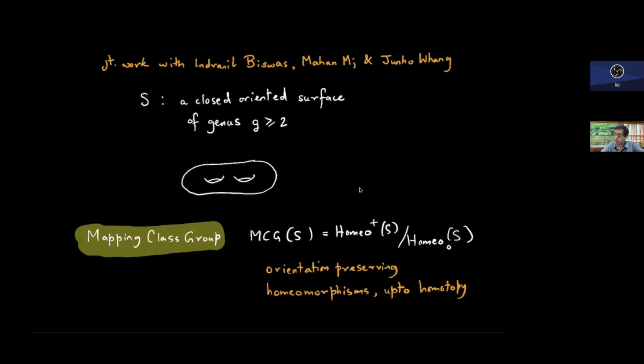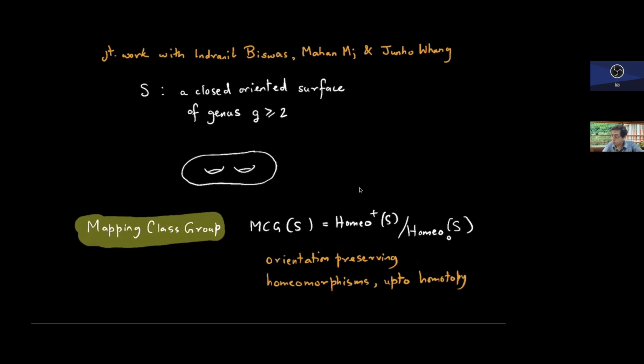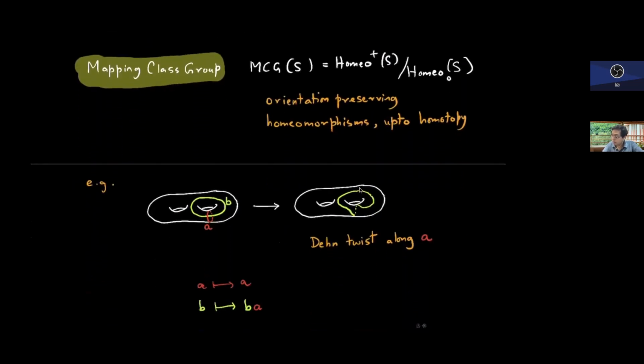Okay? So the mapping class group of such a surface S is the group of orientation preserving homeomorphisms up to homotopy. So usually it's described as this quotient here, where you look at the group of all orientation preserving homeomorphisms and quotient with the subgroup of those that are homotopic to the identity map. Okay, and this turns out it's a discrete group.